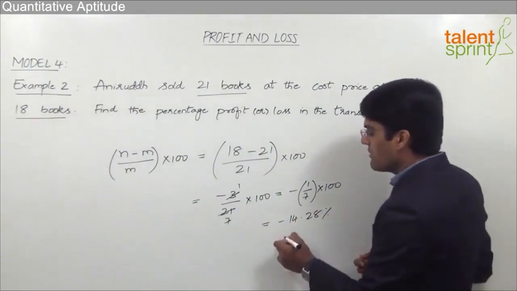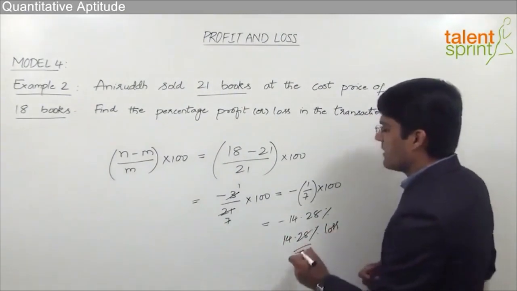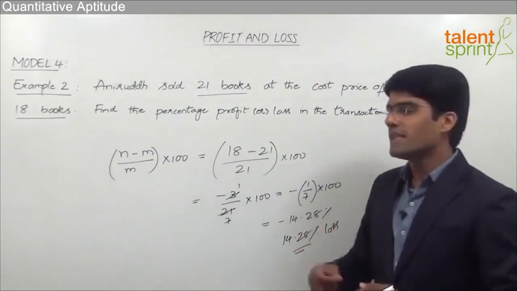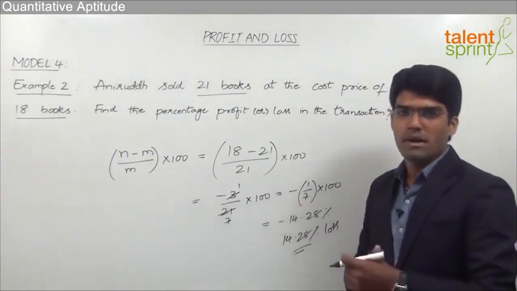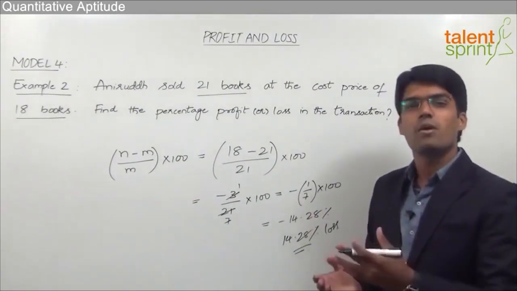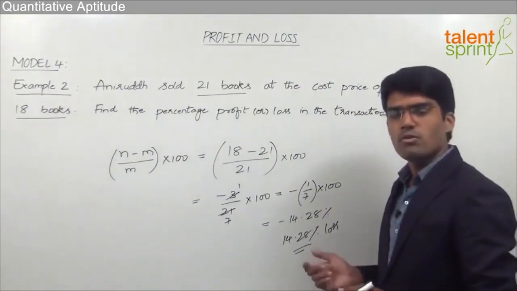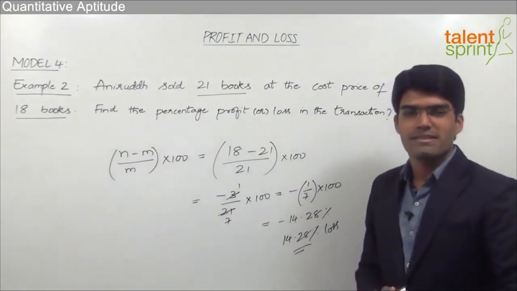So the answer here should be 14.28% loss. So this is how such questions can be solved with the help of the formula (N minus M) by N into 100. Or otherwise, as discussed in the previous example, we can form a relationship between selling price and cost price, and from which we can find out the profit percentage or loss percentage as required.